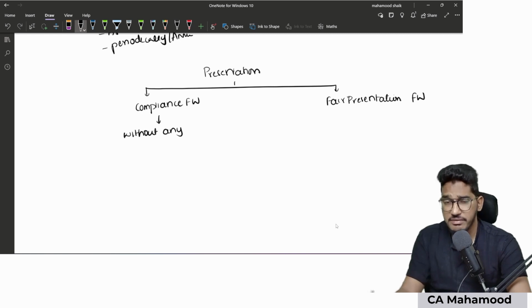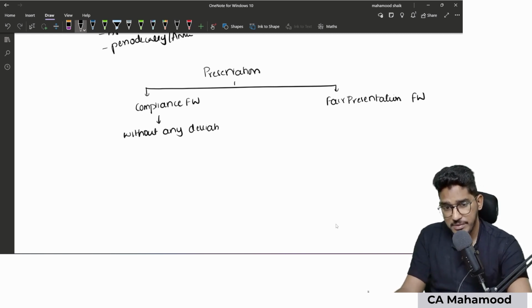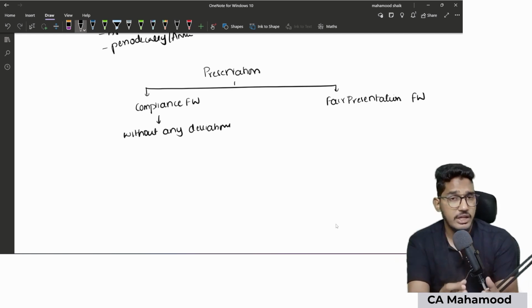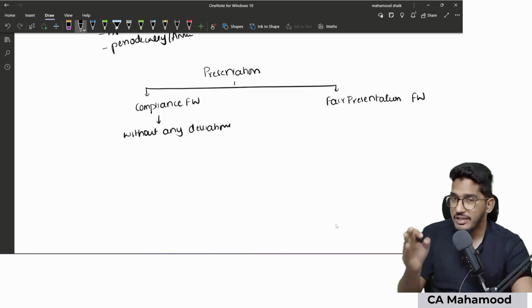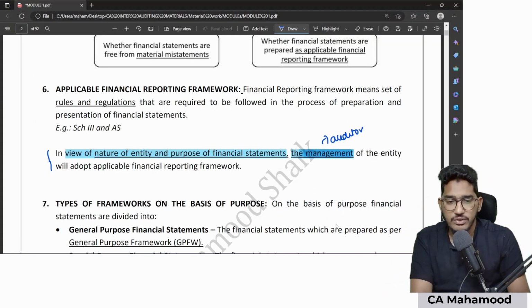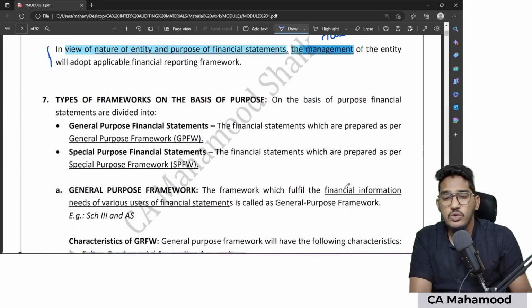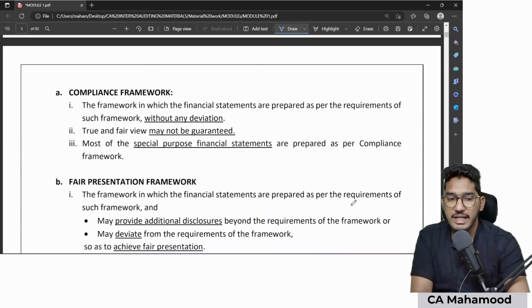How has the term compliance framework been defined? It refers to such a framework where the financial statements have to be prepared according to the requirements of the framework without any deviation. That means if the framework is strictly asking you to follow the requirements, they are not giving you any scope of a deviation. Those kinds of frameworks we call compliance frameworks.